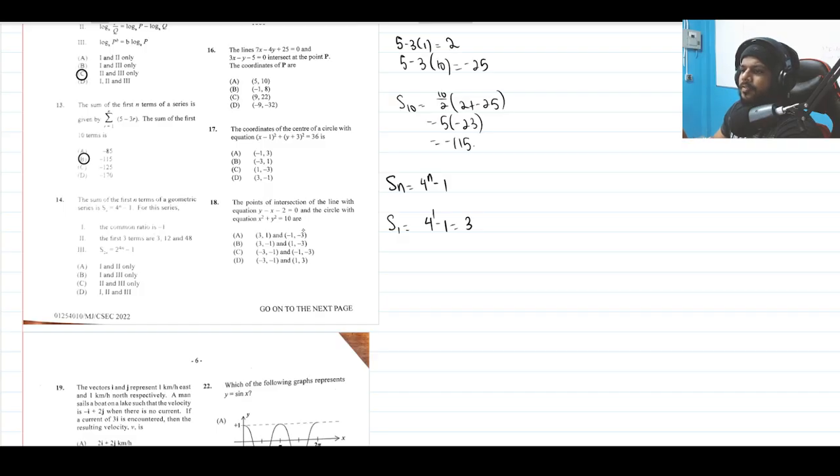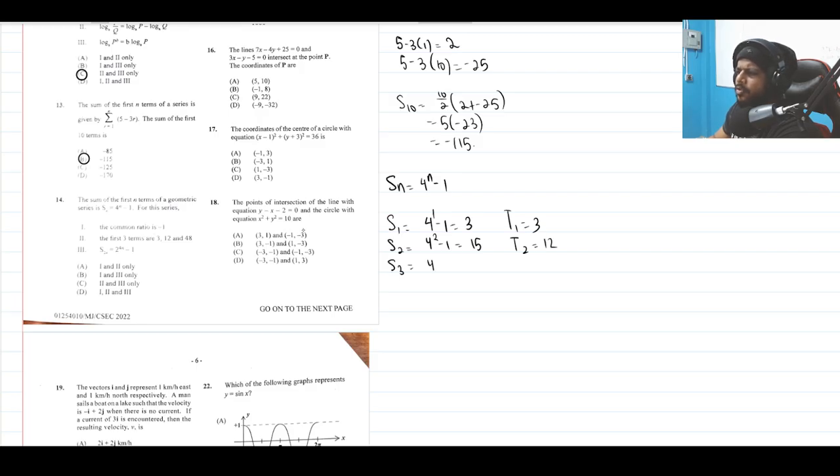Part 2, the first 3 terms are 3, 12, and 48. I'll check the sum of the first 2 terms. It's going to be 4 to the power 2 minus 1, which is 15. So 3 plus something is going to give me 15. So my second term is going to be 12. So t1 is 3, t2 is going to be 12.